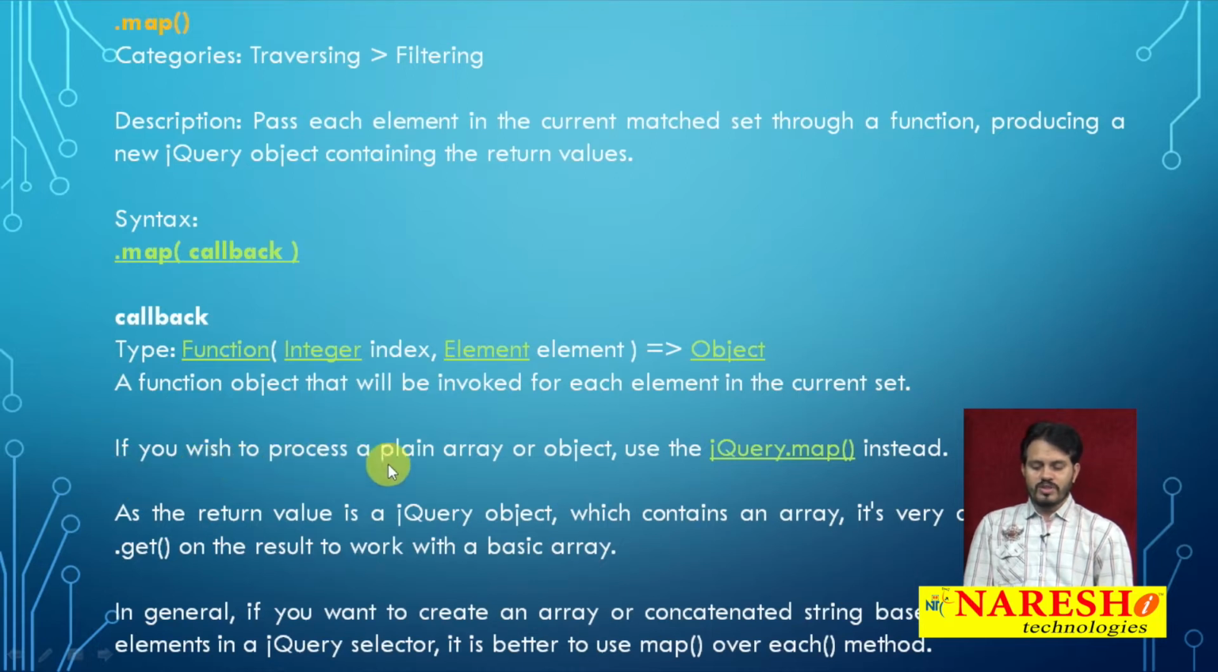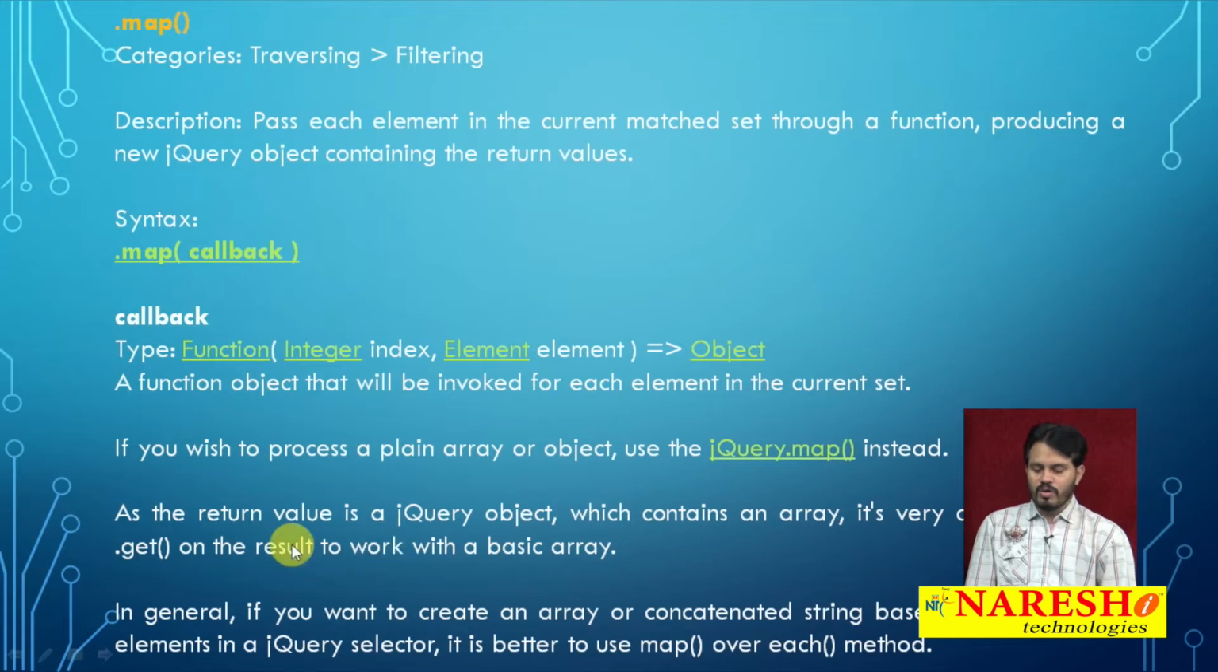If you want to process a plain array or object, then it is preferable to use the map method of jQuery. So whenever you want to process a plain array for all the elements, use the map method. As the return value is a jQuery object, remember that the map method always has a return value, and the return value is nothing but a jQuery object which contains an array. So what this map method returns is a jQuery object, and this jQuery object contains an array.